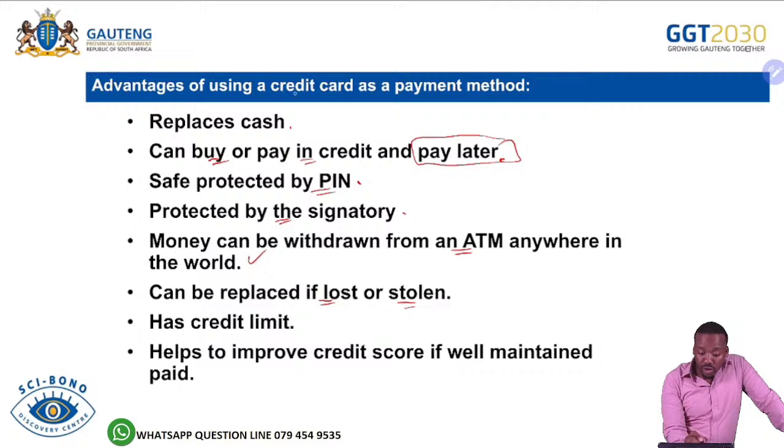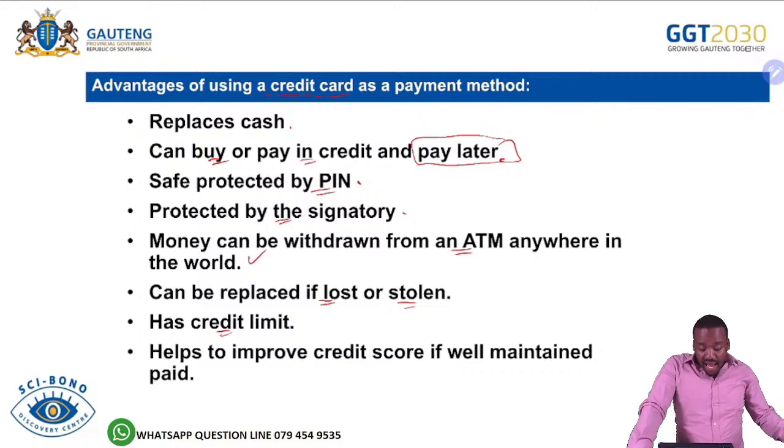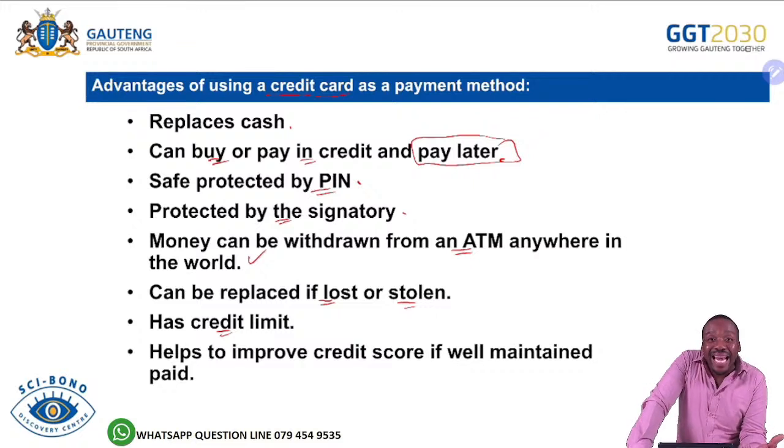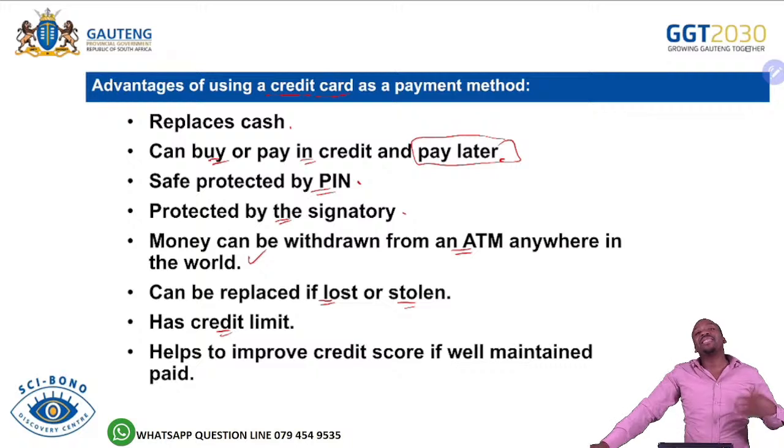Remember, here we are talking about credit, which can leave a person in debt, right? So we are saying another advantage is that a credit card has a credit limit. So if they've given you a credit card for 2,000 rand, it means that you cannot spend over 2,000 rand, right? So that is a good advantage, because you will not exceed the limit, or be indebted.